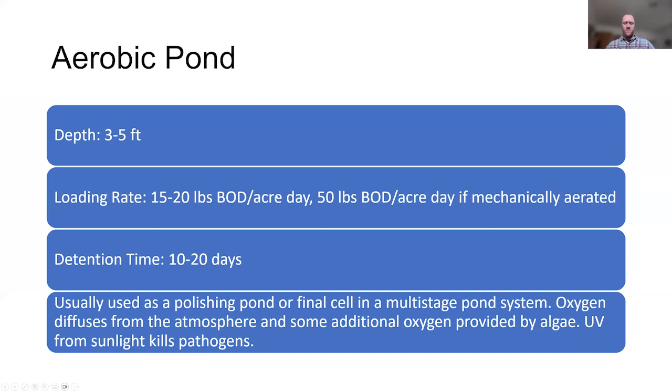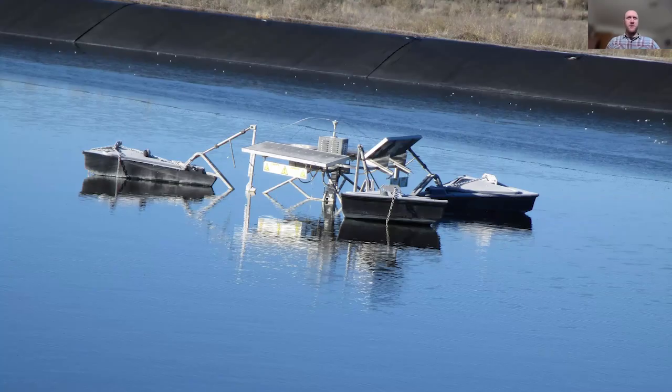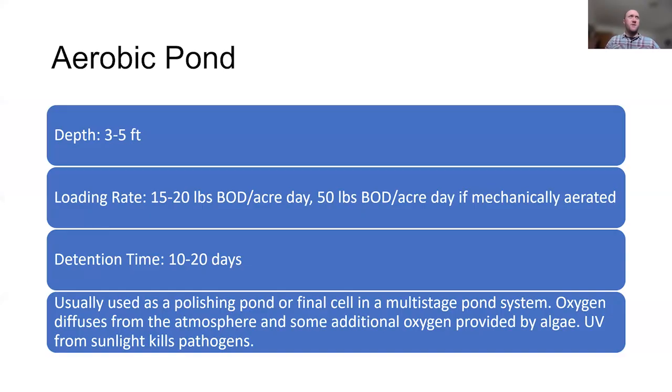Okay, so this one is a facultative lagoon, but there are lagoons that are specifically aerobic lagoons. Those are going to have a pretty shallow depth, because if you want oxygen throughout the whole profile, it's harder for the oxygen to get deeper down. So something like 3 to 5 feet, with a loading rate of maybe 15 to 20 pounds of BOD per acre per day, or a little bit more if it's mechanically aerated, and a relatively short detention time.